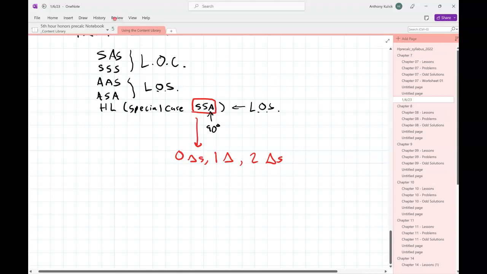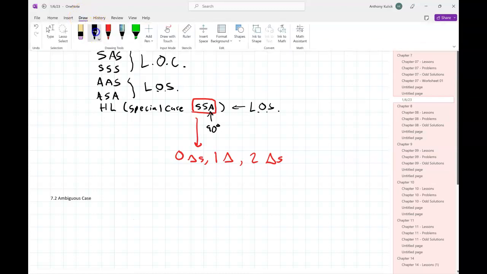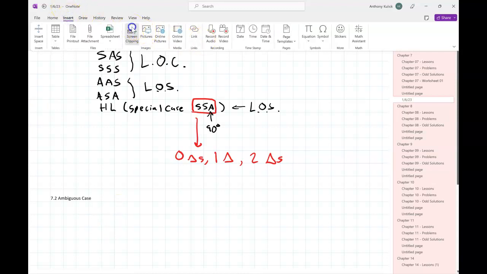So let's look at that, and this is section 7.2. Because you can't immediately tell, we call that the ambiguous case. So that's just looking at these SSA situations. Actually, let's start by doing this first.